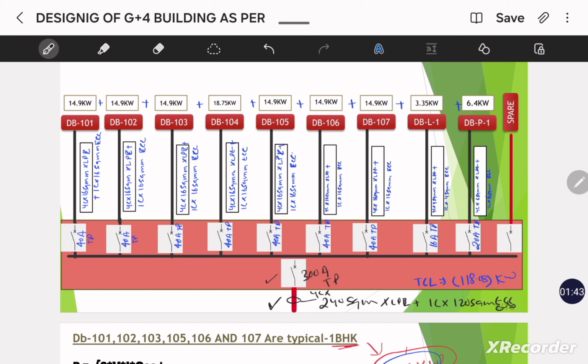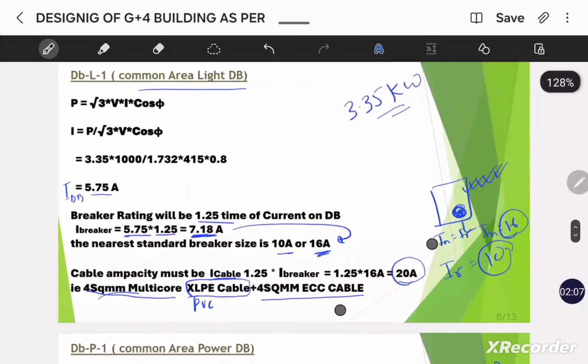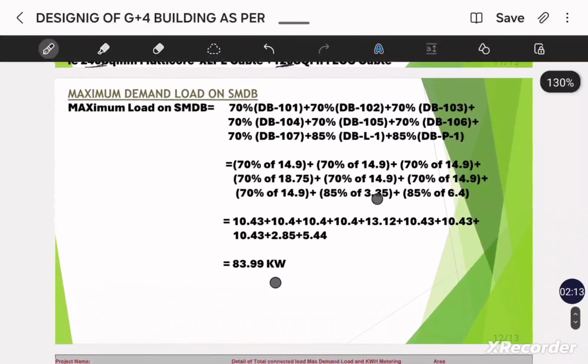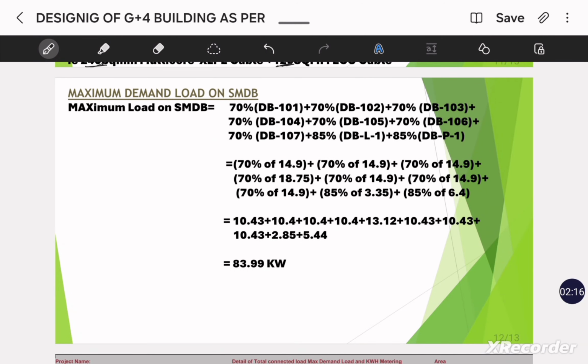Now, so far we have calculated the main incomer breaker rating, main incomer cable rating, and all outgoing breaker and cable ratings for this particular SMDB. But as I told in my part 6 video of SMDB designing, we have to calculate the maximum demand load also, apart from the total connected load. So we will calculate the maximum demand load for that SMDB also. In part 6 I explained in depth what the maximum demand load is and its importance.